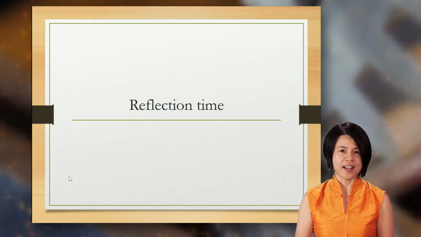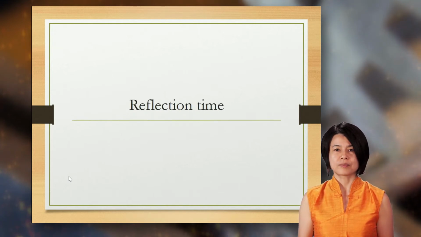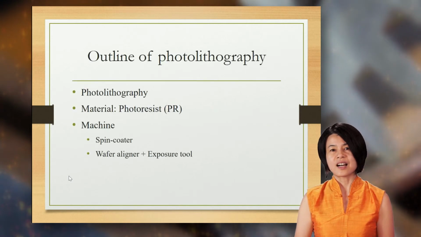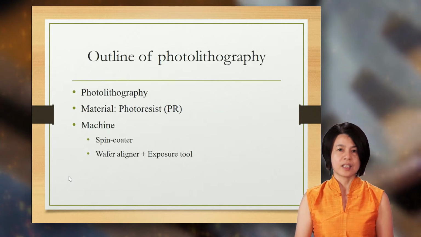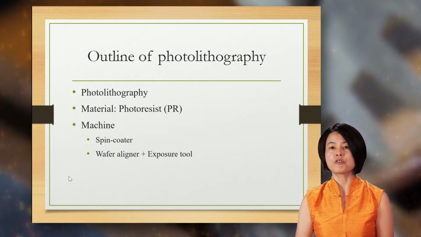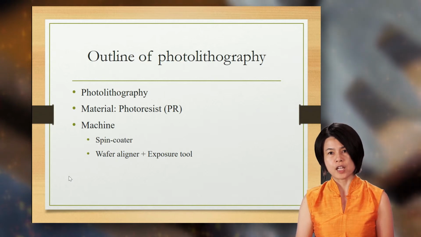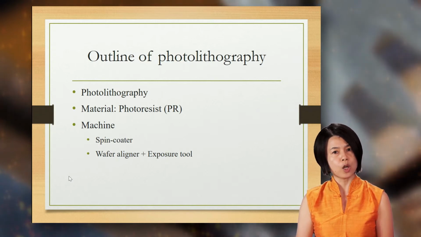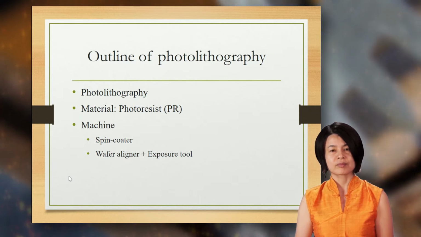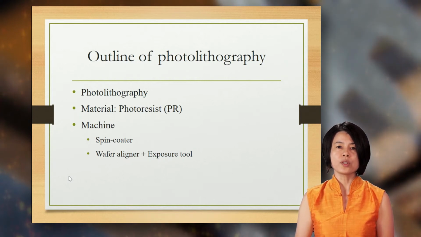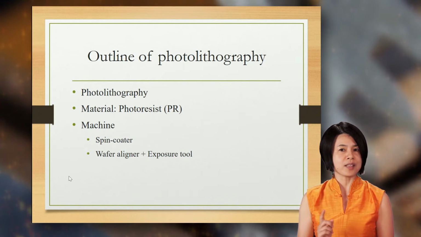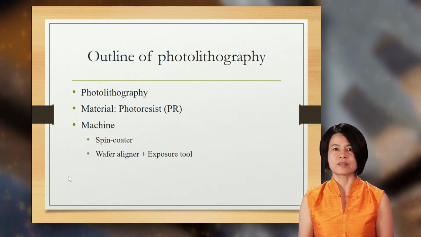Finally, let's reflect on the main points of this section. This is the outline of today's lesson. It includes the meaning of photolithography, the function of photoresist, and some machines in microfabrication, including spin coater, wafer aligner, and exposure tool. Next, we are going to have some questions to summarize the key points of this section.